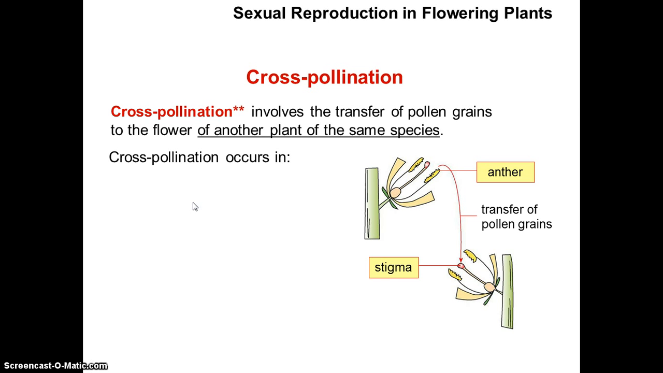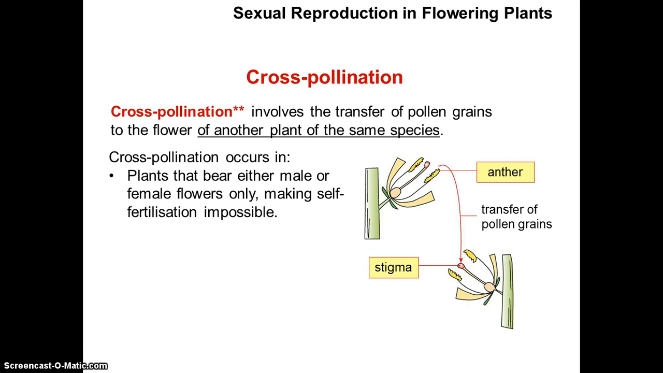Cross-pollination is the transfer of the pollen grains from the anther of a flower to the stigma of a flower of another plant belonging to the same species. Let's look at the diagram here. These two flowers come from different plants but the same species. The anther of flower A from plant A can be transferred to the stigma of plant B.